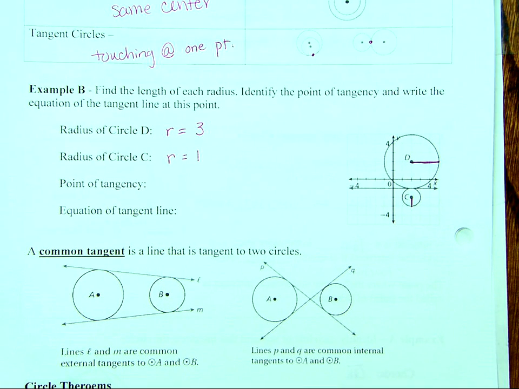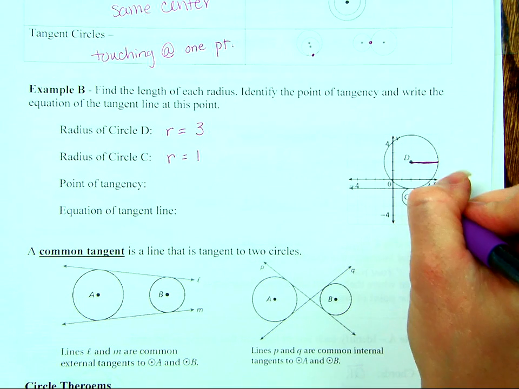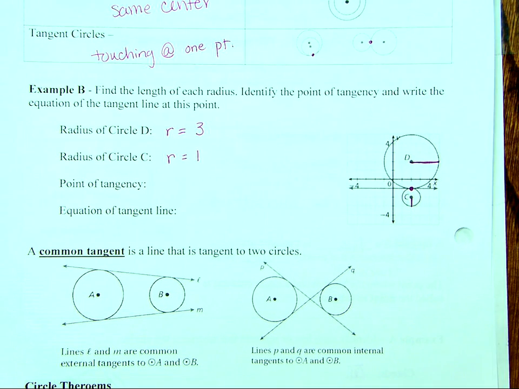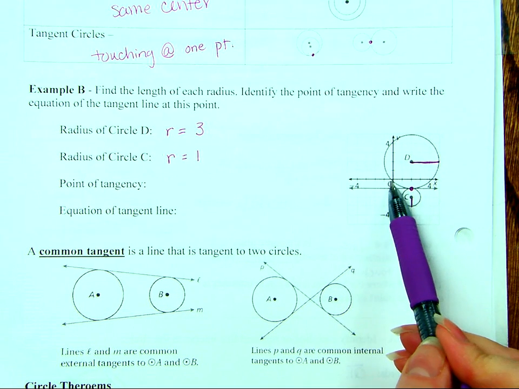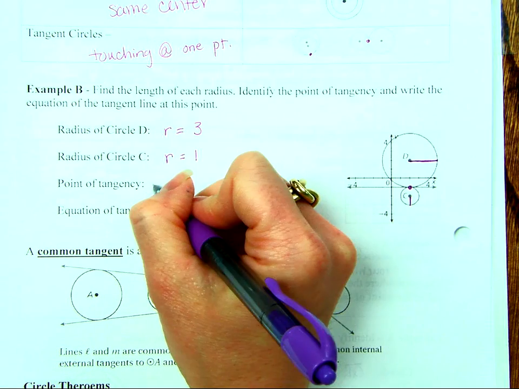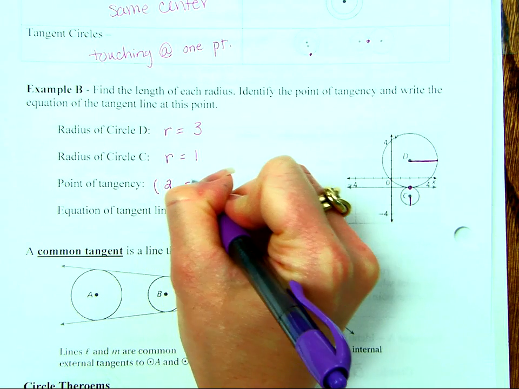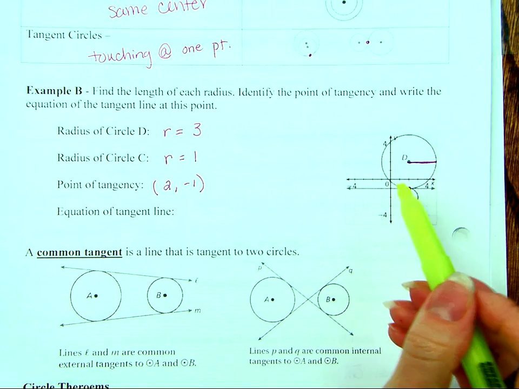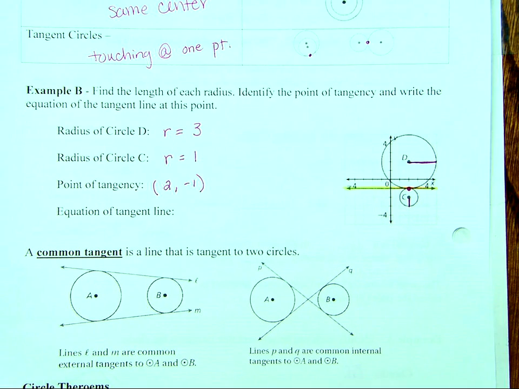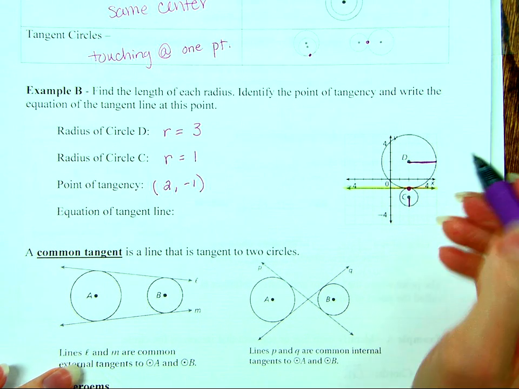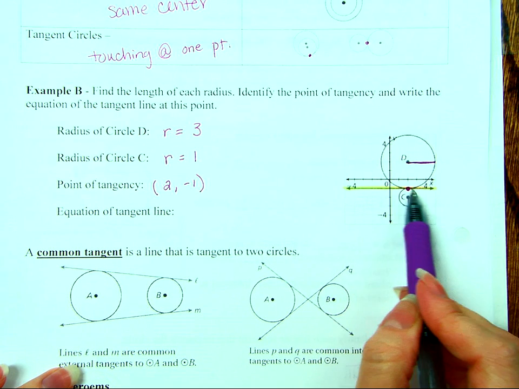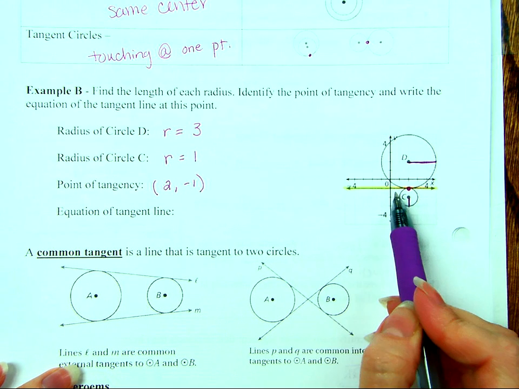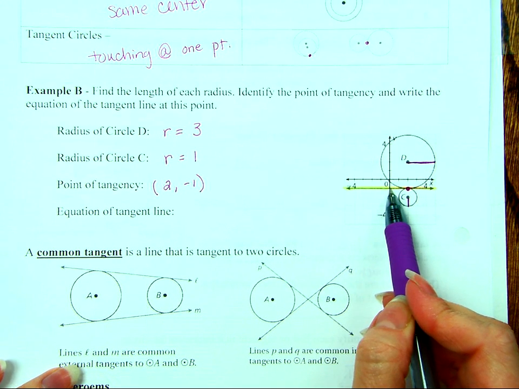My point of tangency, where my two circles meet, we're going to look for the coordinates. I'm 2 units over and 1 unit down, so this would be the point (2, -1). The equation of my tangent line, well, my tangent line for both circles is this one right in here. Now, the equation for that, you might not quite remember, but this has a 0 slope. It crosses at y equals negative 1.